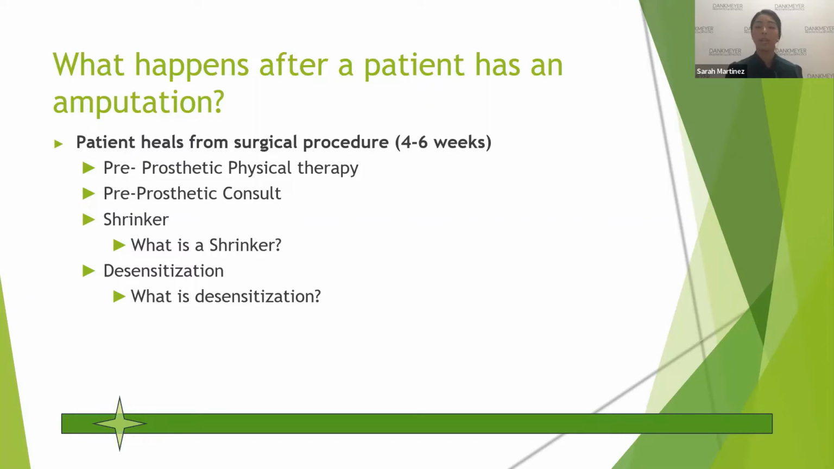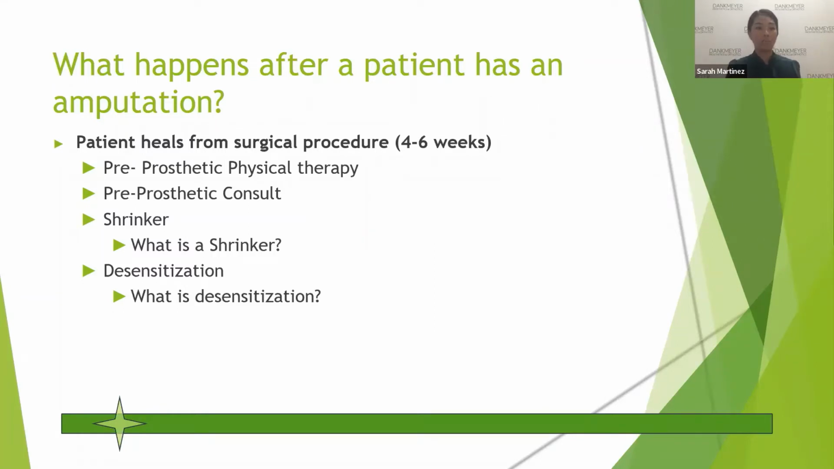So we often discuss a shrinker and desensitization. What a shrinker is, it's an elastic garment that's used to assist the residual limb in shaping and providing compression, so that when they do start to wear a prosthesis and they're casted for that, we have a nice cylindrical limb. The purpose is also to reduce the volume. After surgery, oftentimes the patient's residual limbs retain a lot of fluid, so we want to make sure that their fluid is stabilized before we proceed with the prosthetic process.